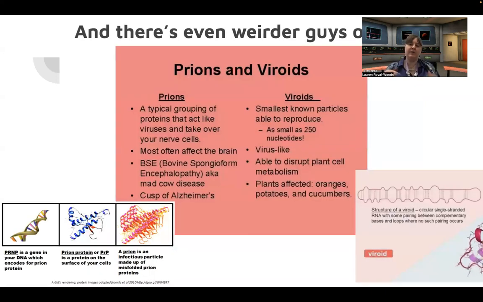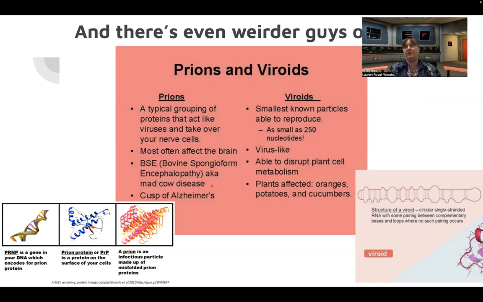All right, so anyway, getting back to it, there are even weirder guys, and these are the prions and the viroids. As I mentioned earlier, we discovered prions because there were tribes that would eat the brains of their deceased, and this is where these guys come from. Prions unfortunately most often affect the brain because they get up there and mess things up. Do you remember mad cow disease? This literally was mad cow disease.